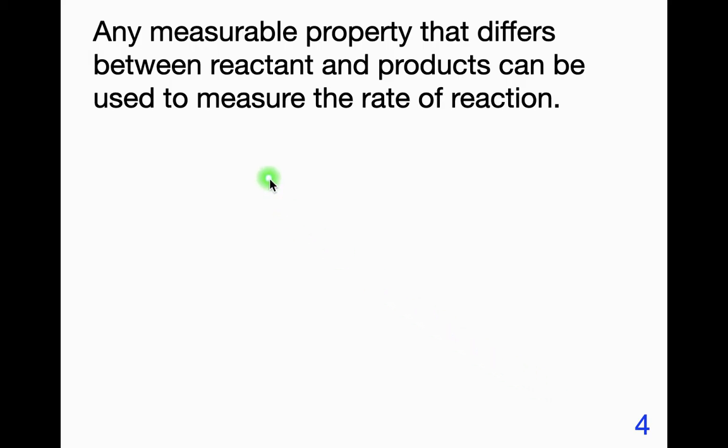Any measurable property that differs between reactant and products can be used to measure the rate of reaction. So I'm going to list, I think, 6 or 7 examples here, and all of these are just things that would change as time goes by. So as time goes by, you can measure that change.